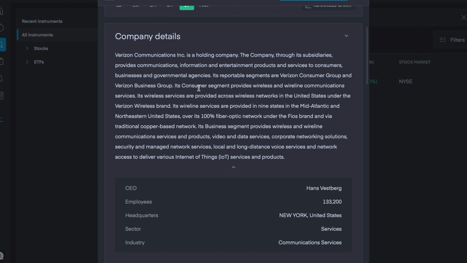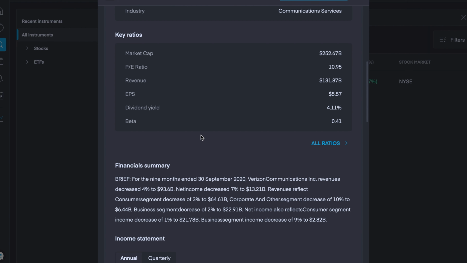This company, through subsidiaries, provides communications, information, and entertainment products and services to consumers, businesses, and governmental agencies. The company's CEO is Hans Vestberg, and they currently employ over 133,000 full-time employees. In terms of the company's key ratios, we can see here they have a market cap of $252.67 billion. Their PE ratio is just under 11. Revenue is currently $133.87 billion. They have earnings per share of $5.57. They pay an impressive 4.11% dividend yield, which is paid on a quarterly basis.